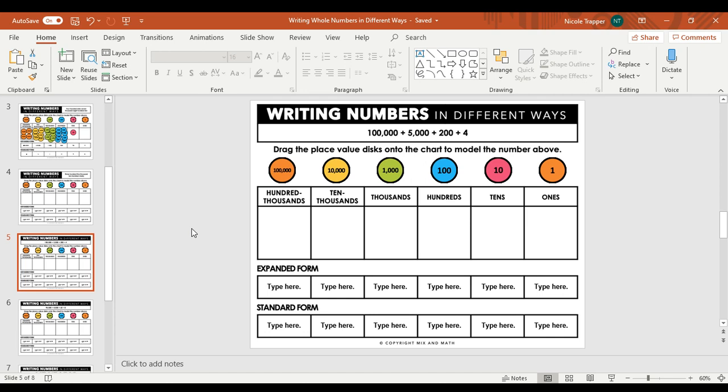In this video, we are continuing to see how to write numbers in different ways, starting with different types of numbers. So this one starts with expanded form.